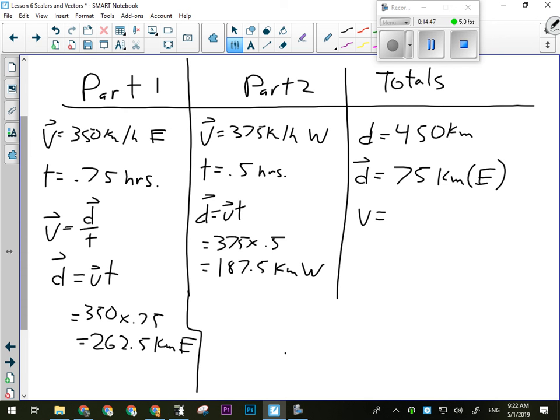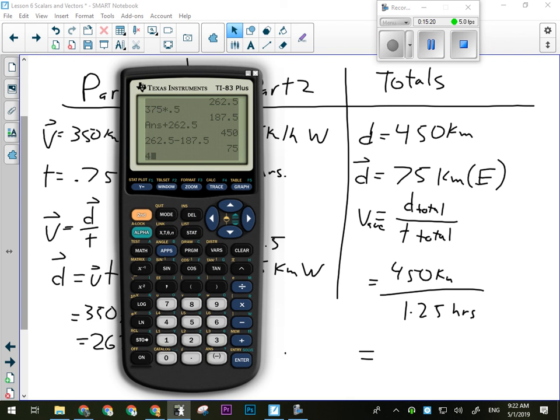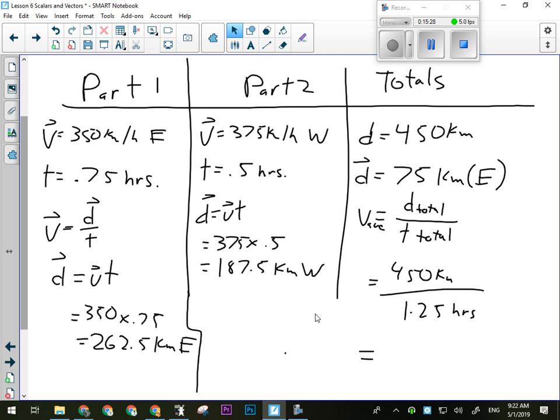All right. If I want to calculate the average speed over the entire trip, I need the total distance and I need the total time. Right? So those two things, I've already found the total distance, so I don't have to do any extra calculating for that. It's 450 kilometers, right? The total time, well, 3/4 of an hour plus a half an hour is 1.25 hours. All right, so the average speed of the plane, 450 divided by 1.25 hours. 360 kilometers per hour. Do I need a direction on that?